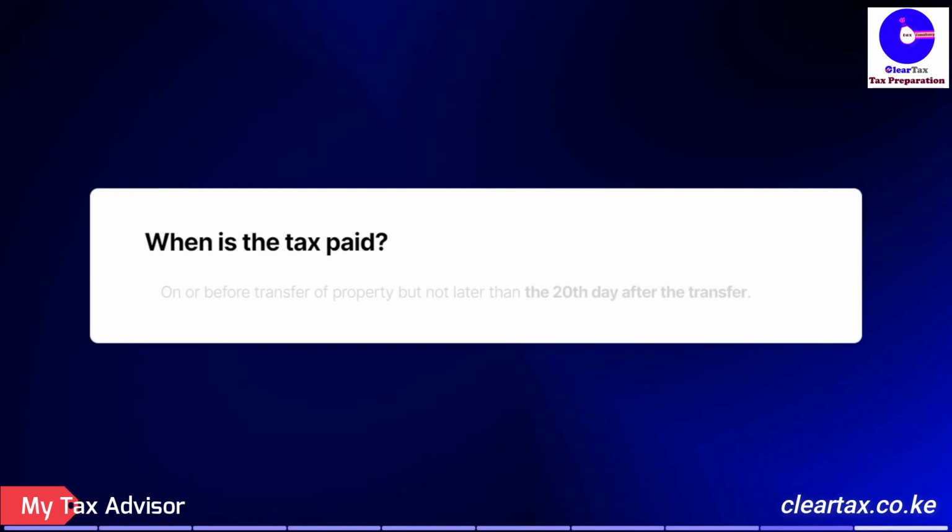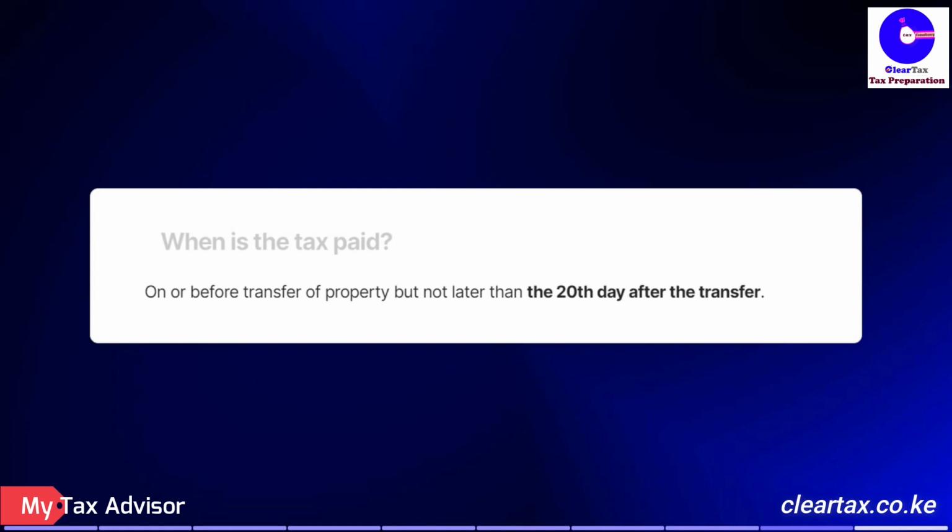So when is the tax paid? The tax is paid on or before the transfer of property, but not later than 20th day after the transfer. So the best practice here is a transfer is not complete until exchange of documents have taken place or the transfer of title has taken place. So make tax payment after the transfer but before the 20th day. And these are all done online on iTax.